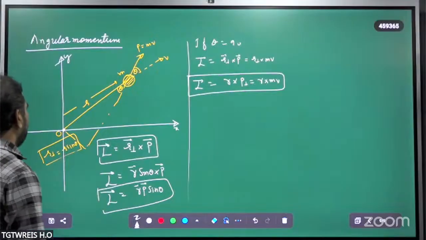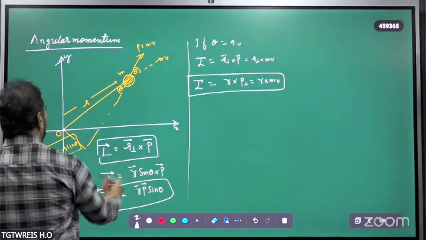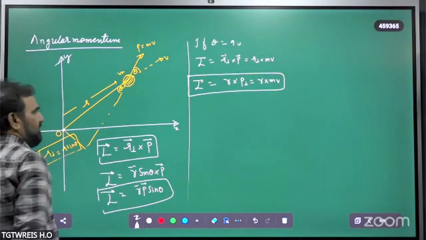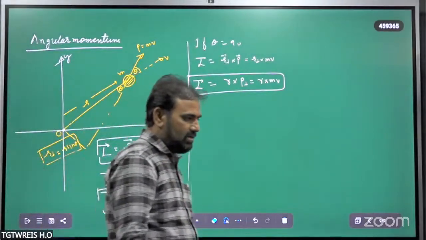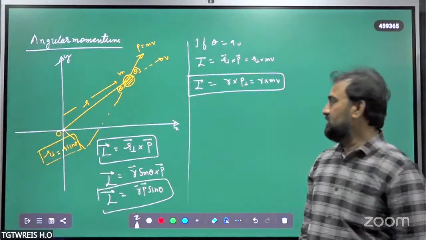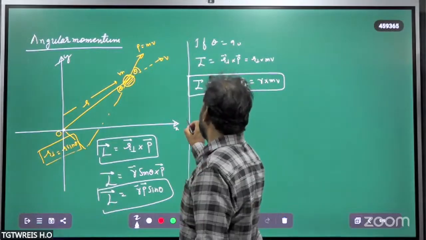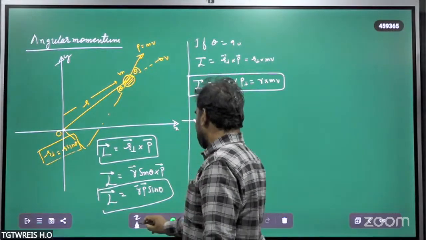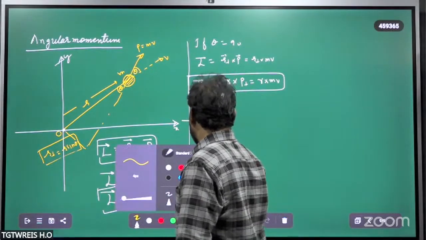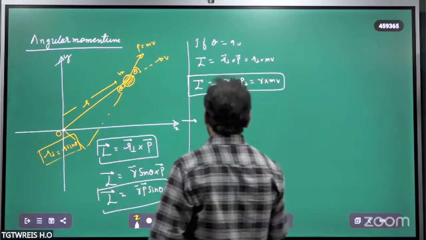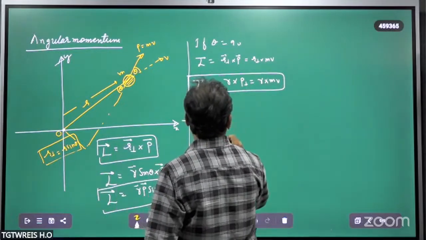The product of what is that? Momentum and perpendicular distance, therefore the point of reference is called angular momentum. Suppose consider a rigid body, beta. Suppose consider a rigid body. A rigid body is like this. The rigid body is rotating like this. So the rigid body is rotating like this.